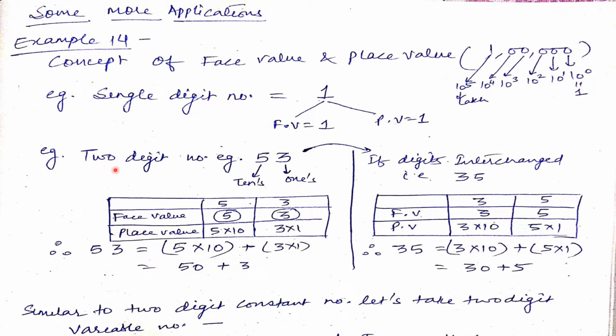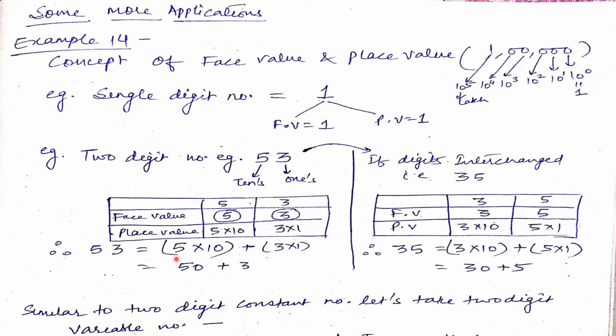But if you have a two-digit number, suppose 53, we can say this 3 is at the ones place and 5 is at the tens place. Let's see what is the difference between their place value and face value. I have written here digit 5 and digit 3. The face value of digit 5 is 5 only, because it is its face only. Then the face value of 3 is 3 only. But the place value of 5 is 5 into 10, because the position is the tens place. Similarly, the place value of 3 is 3 into 1, because it is at the ones place.